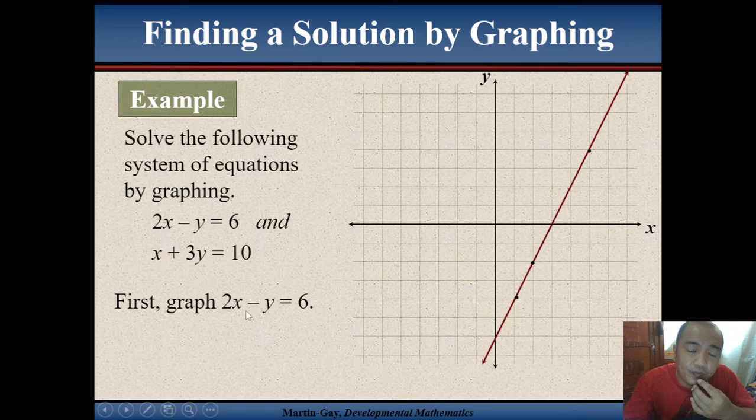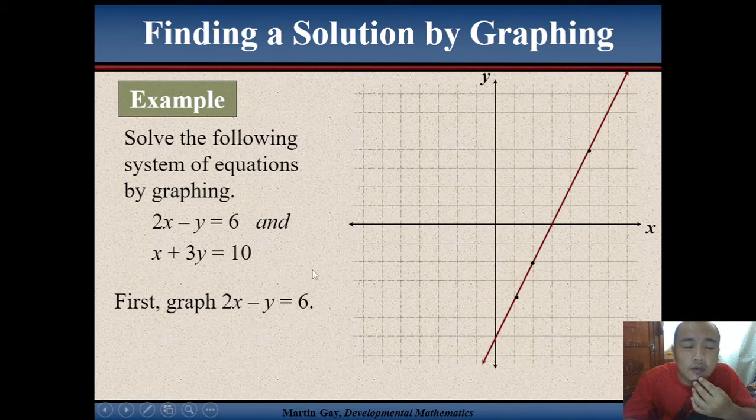Right? The x-intercept is -c over a, and the y-intercept is -c over b. Or you can use the intercept form. Divide all terms by 6. So that's 6 there. Then 6 divided by 2 is 3, equals 1. So you can see the x-intercept is 3. The y-intercept is -6.